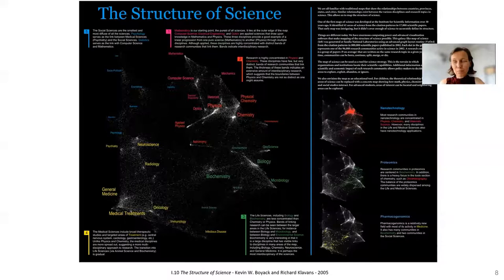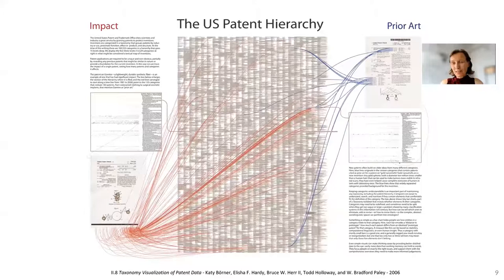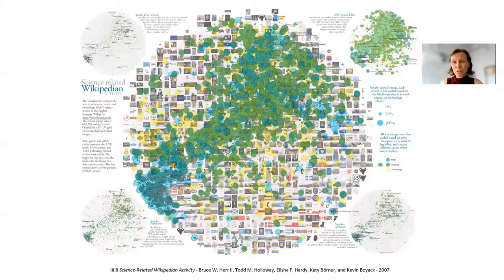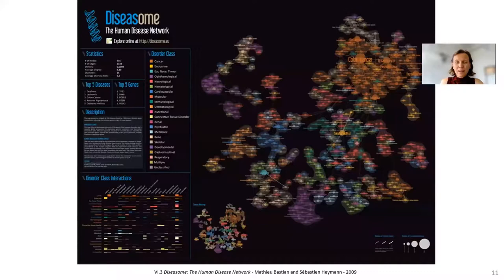You can map patents, US patents, and you can get to see how they draw on prior art and how they impact future work. You can map Wikipedia and try to understand in how far Wikipedia also captures mathematics, science, and technology. And there are lots of relevant Wikipedia entries on those three topics. You can, of course, also map the human disease network, or the diseasome, as it's called. And this is an interactive data visualization from 2009, which still works. And so you're welcome to explore it in much detail.